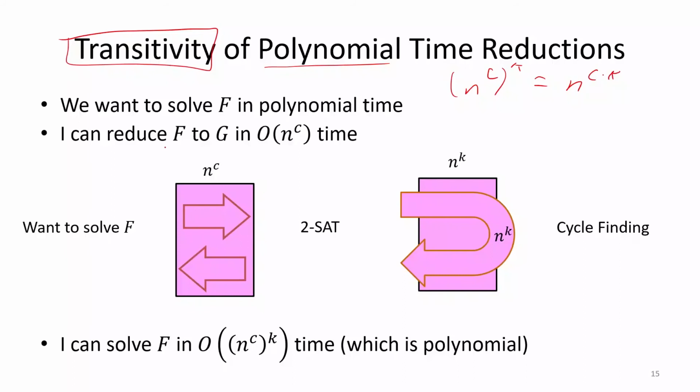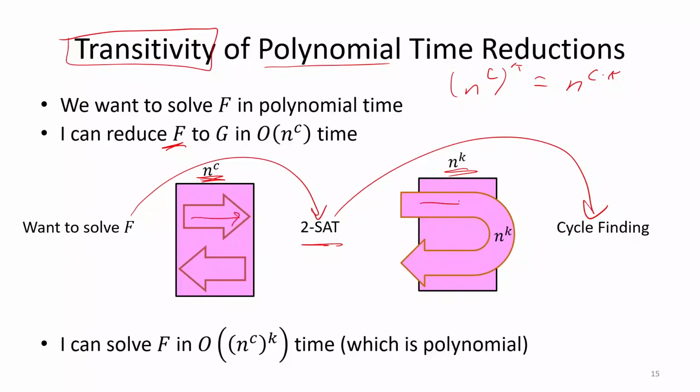So the idea here is if I had some problem f that I wanted to solve, and I didn't know how to solve it, but I knew how to convert it to a two-sat problem, then if I had a polynomial time reduction from f to two-sat, where the runtime of that reduction r was n to the power c, and I had a polynomial time reduction from sat to cycle finding that ran in n to the power k, that meant that I had a polynomial time reduction from f to cycle finding by just chaining this arrow and then back.